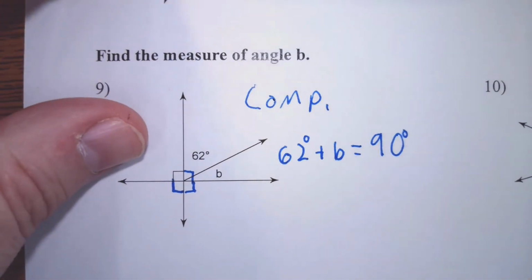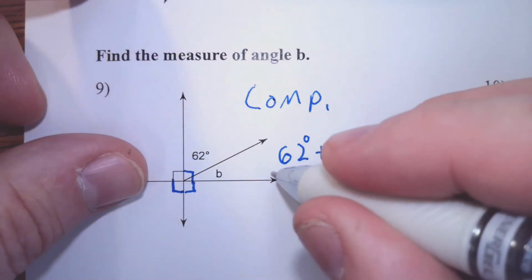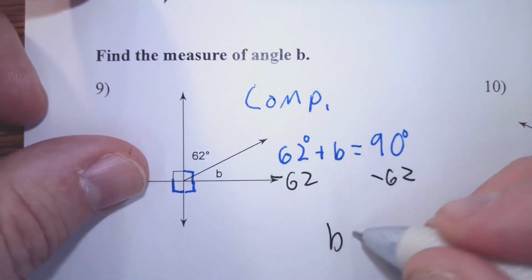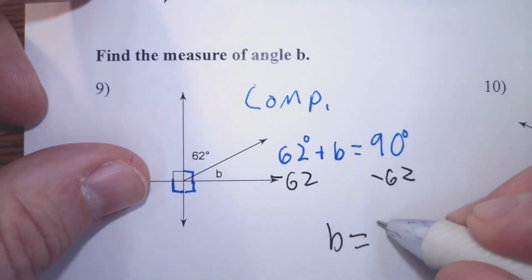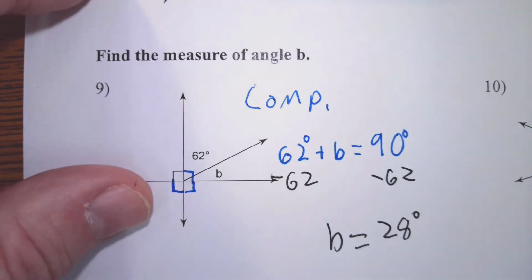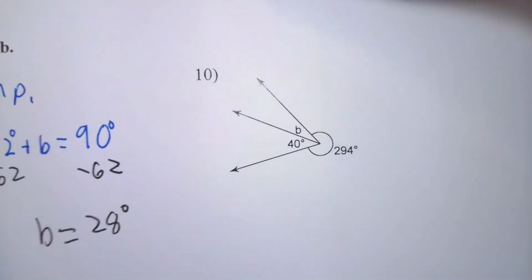All right. We should probably finish it, huh? It's just a one-step equation, right? No big deal. B equals 28 degrees. All right, moving on to this one. Okay.